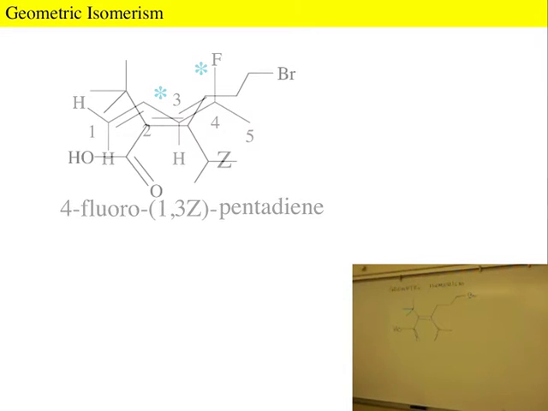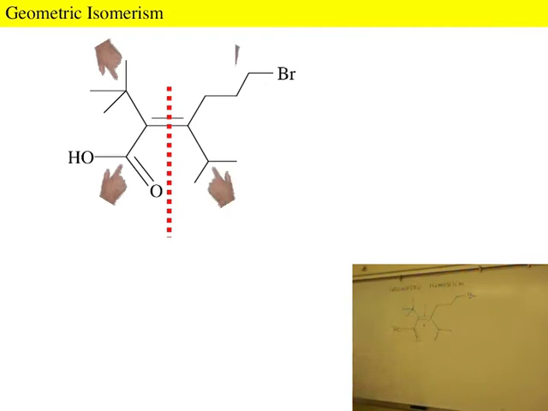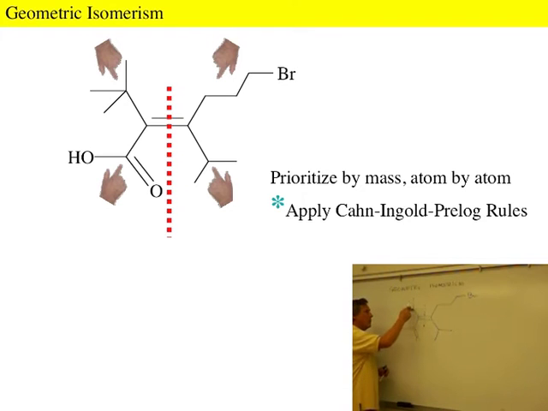If we wanted to consider whether or not this double bond was cis, trans, E, Z, or neither, we would see that we would split the double bond. We have 4 different groups attached, so we know it's going to be E or Z. We prioritize by mass. This carbon weighs the same. However, we have to look at what's directly attached. This carbon has 2 oxygens attached.